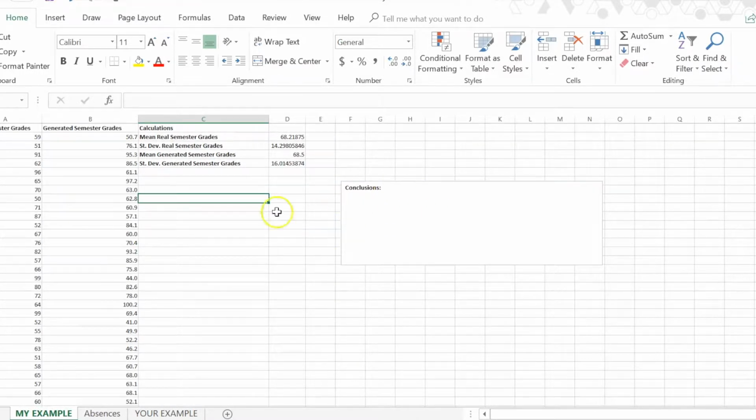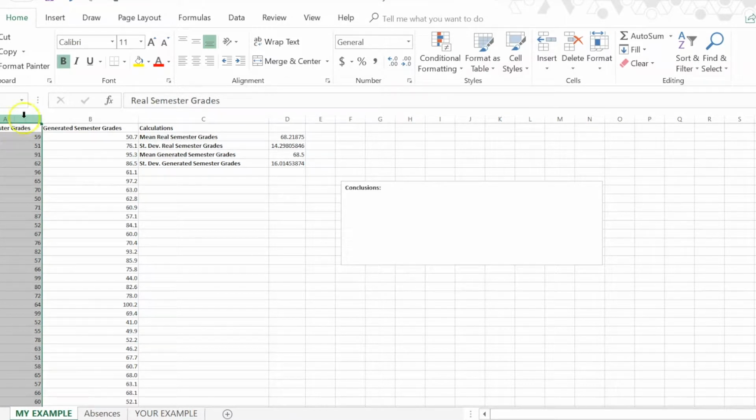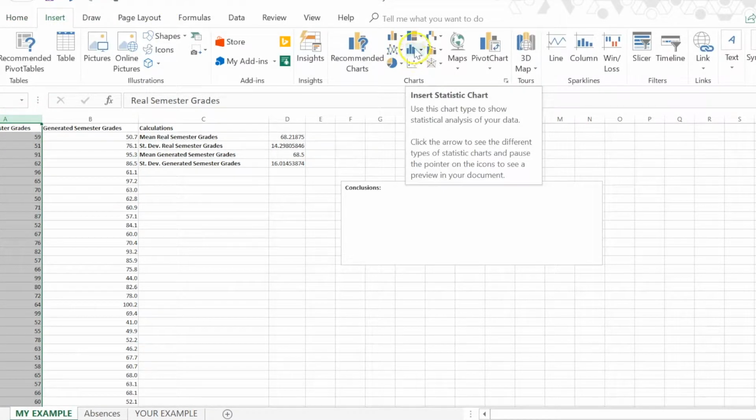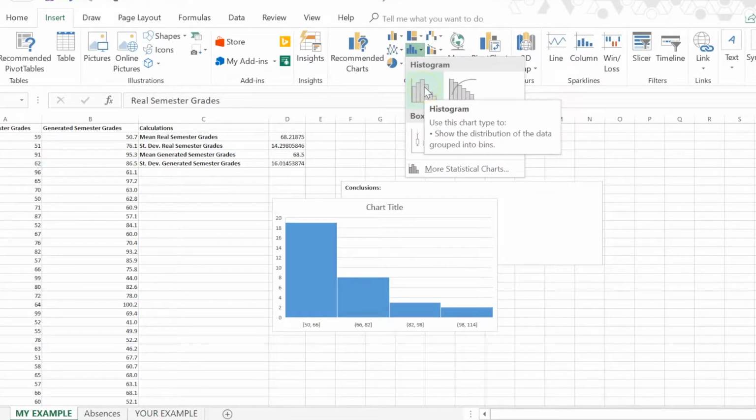Now, before we can make some conclusions about our data, we need to figure out how we can visualize these data sets. To do that, we're going to utilize histograms like we did in last week's notes. So the shortest way is you just click on the top of the column here. So if I want to do for my real semester grades, I'll left click on column A, go to insert, and then we want this one right here. So this blue histogram. So we'll click it and we'll choose the first option there, so histogram.